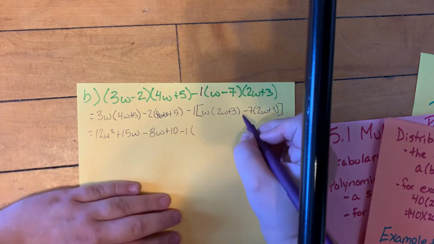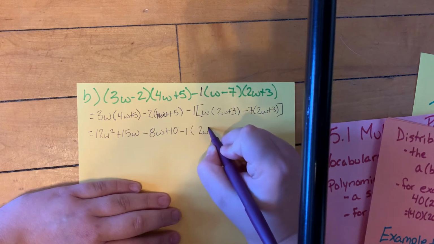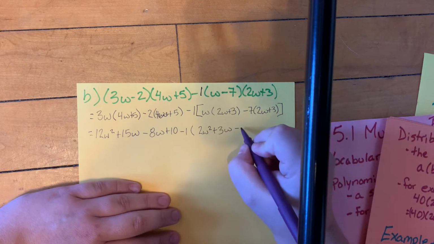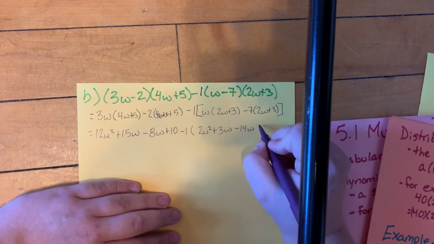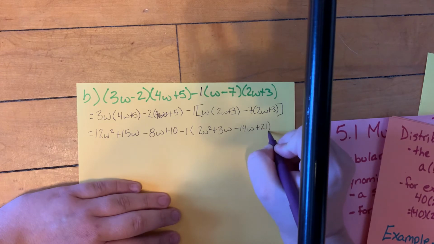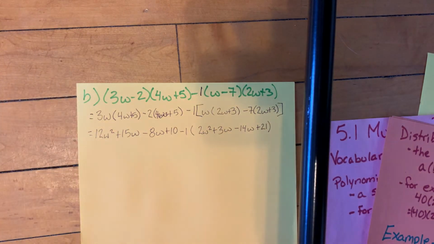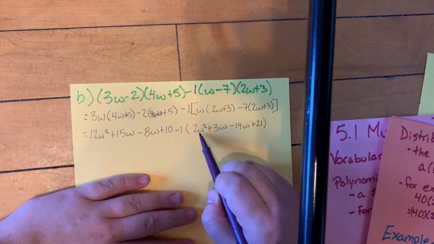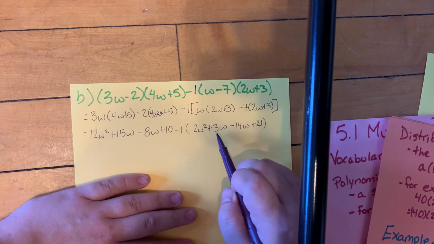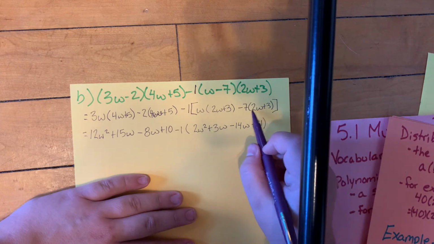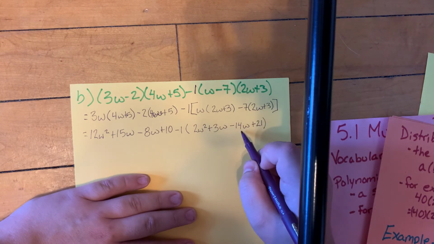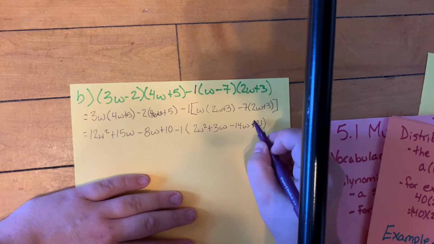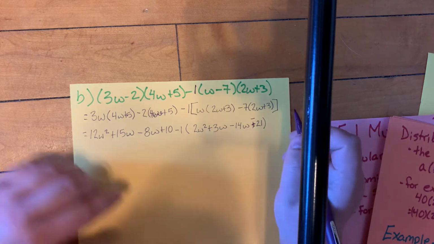times 2w squared plus 3w, take away 14w plus 21. Now all I did was I distributed here. I took the w times 2w, which is 2w squared, w times 3 is 3w, negative 7 times 2w is negative 14w, and 3 times negative 7, oh sorry, that should be a negative 21.